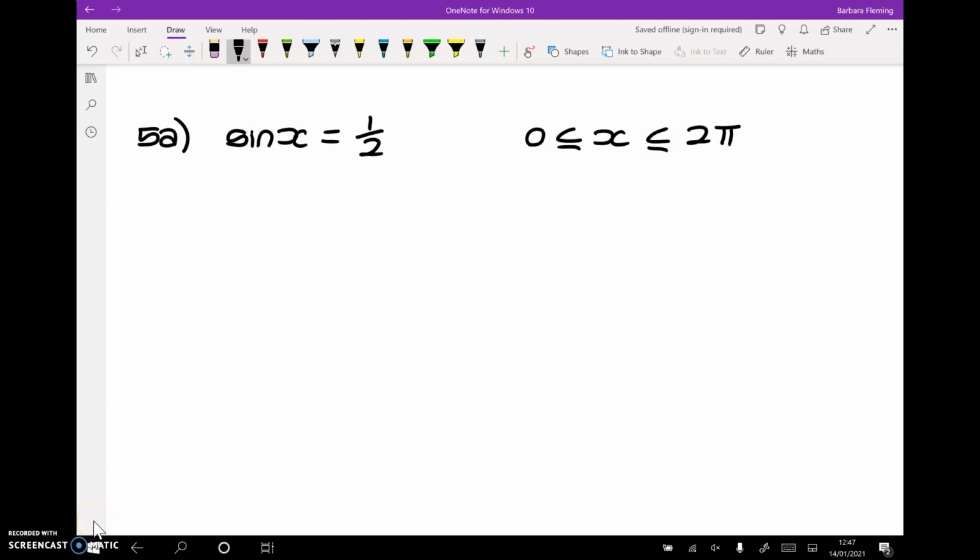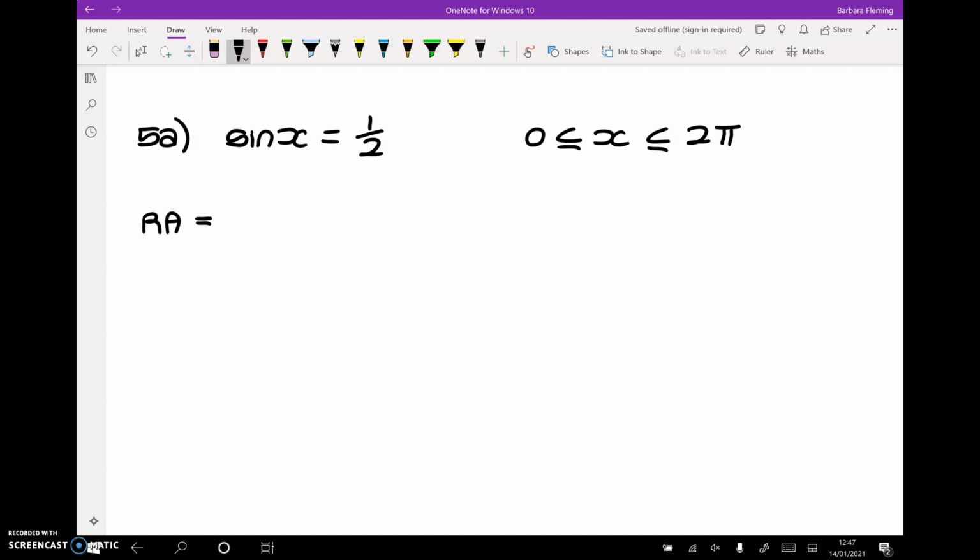In this video, we're going to look at a few of the questions from question 5 of exercise 6.7. So we're solving this equation, but as you can see from the domain, we're in radians. Now, this is a question that we're not supposed to use our calculator in. So we're going to start off in our standard way.